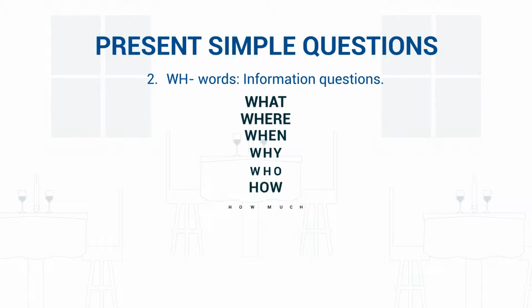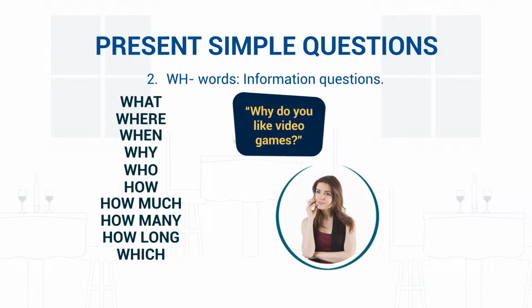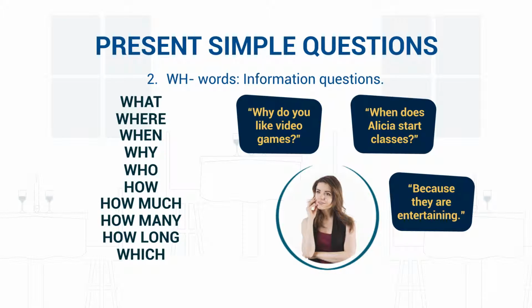We also have questions that use the WH words. They are called information questions. The WH words are what, where, when, why, who, how much, how many, how long, and which. For example, why do you like video games? When does Alicia start classes? Information questions do not have a yes or no answer. They can have multiple possible answers. Why do you like video games? Because they are entertaining.